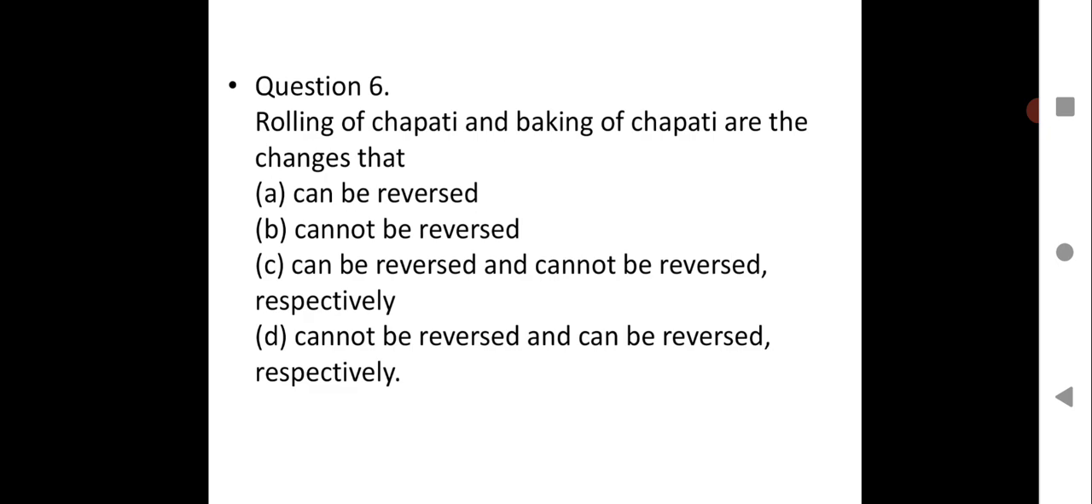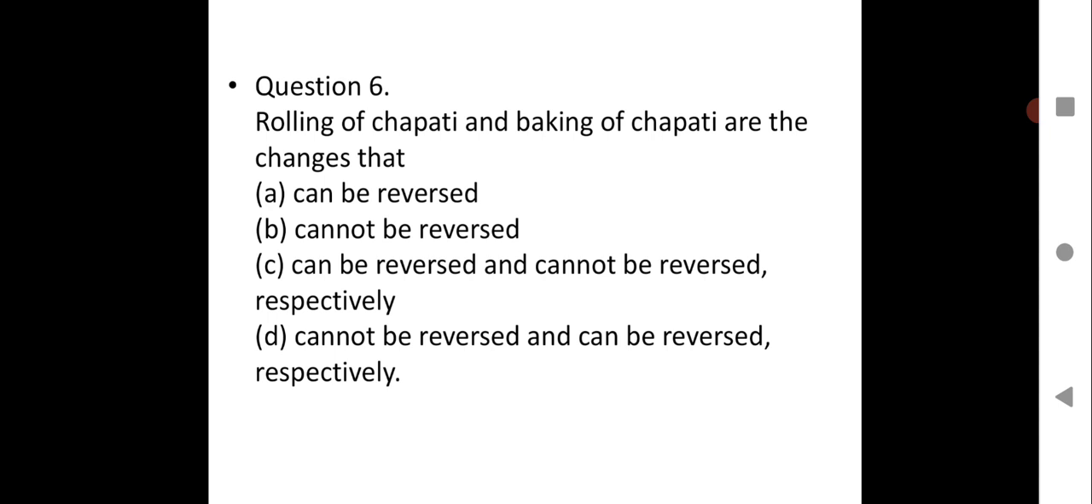Then you have question 6. Rolling of chapati and baking of chapati are the changes that you must have seen in the kitchen. Mama making chapatis by rolling the piece of wheat flour or any kind of flour you take, like gram flour and all that. You make chapatis of it. Nowadays you make multi-grain chapatis. So normally we use wheat flour.